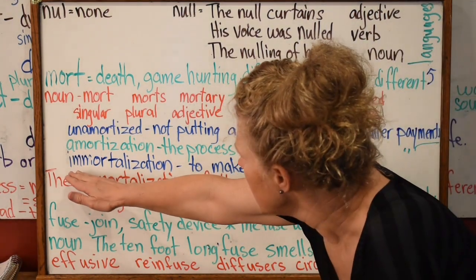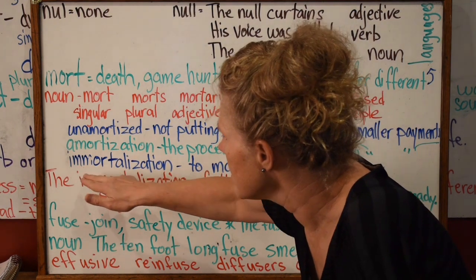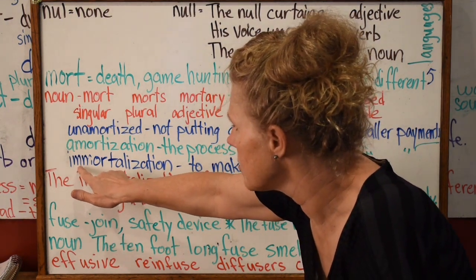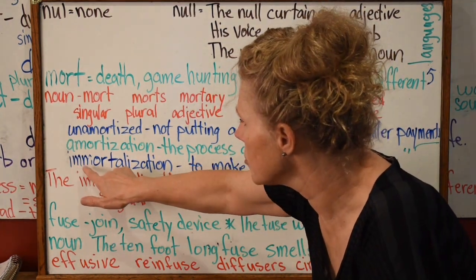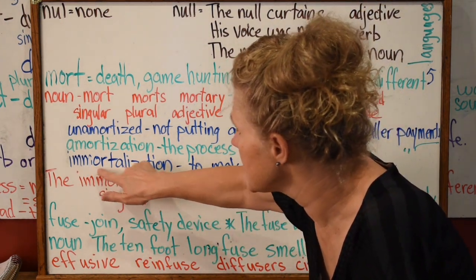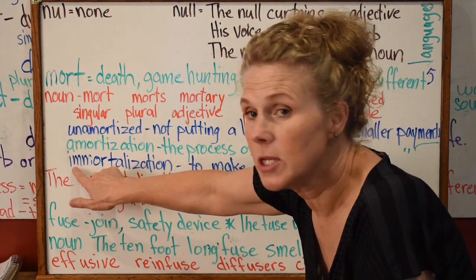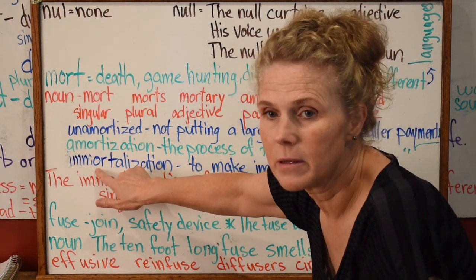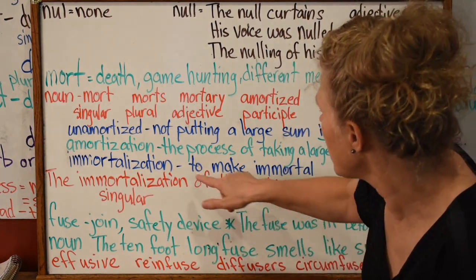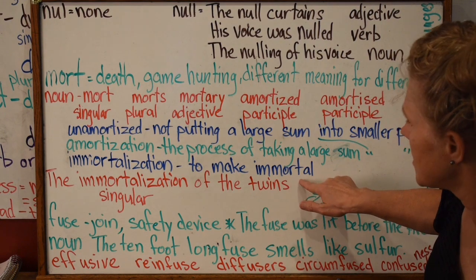Okay, so now immortalization. The double M is because we have one for the root and one for the prefix. And mort means death right here, right? So if im means not, what does it mean? Not dead. So to make immortal means to make not dead.